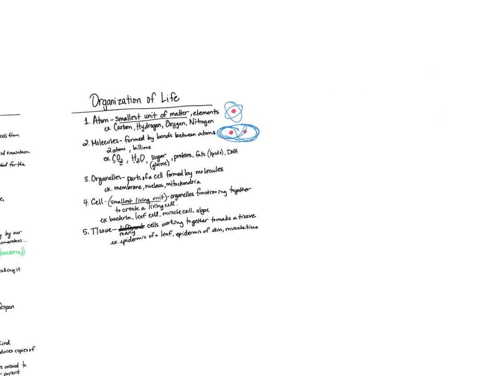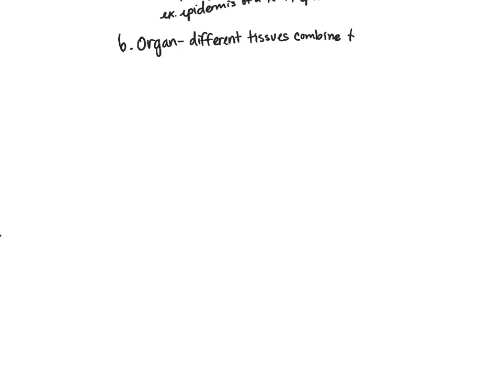Now, if we take our tissue, we get to number 6. If we take different types of tissues and put them together, then we get what's called an organ. So different tissues combine to form organs. And in this case, they are going to perform a specific function.